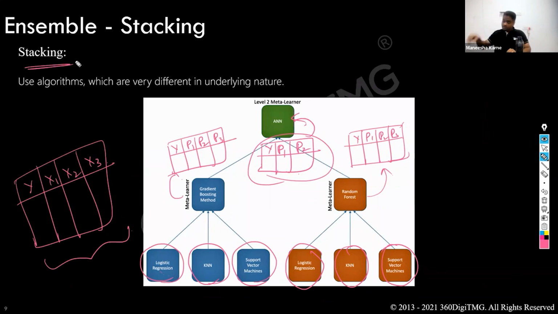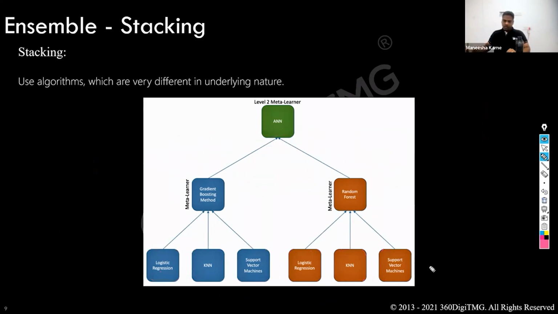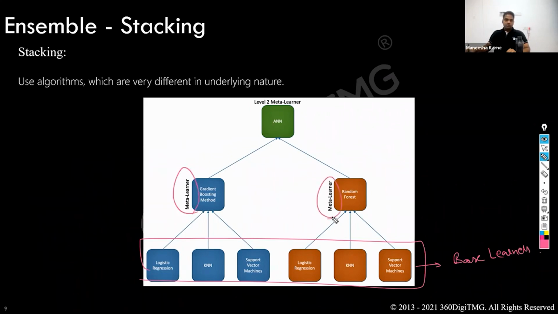So the algorithms at this stage are called what? All these are base learners. When you combine the results of the base learners, what do you get? Meta learners. From there on, when you combine the results of a set of algorithms, they are only called meta learners.